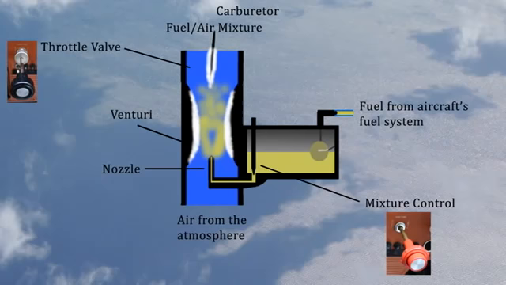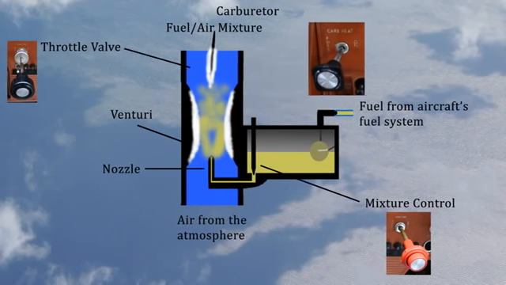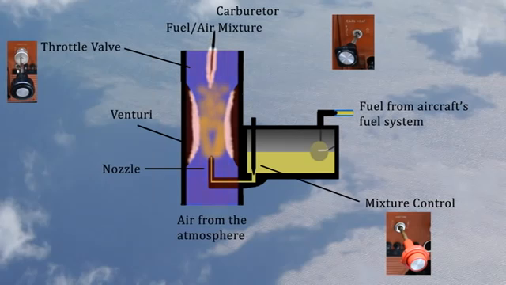A pilot can counteract the formation of carburetor ice through the use of carburetor heat. The carburetor heat control in the cockpit moves a valve, which directs intake air through a small heat exchanger. The heat exchanger uses hot engine exhaust to warm the intake air.